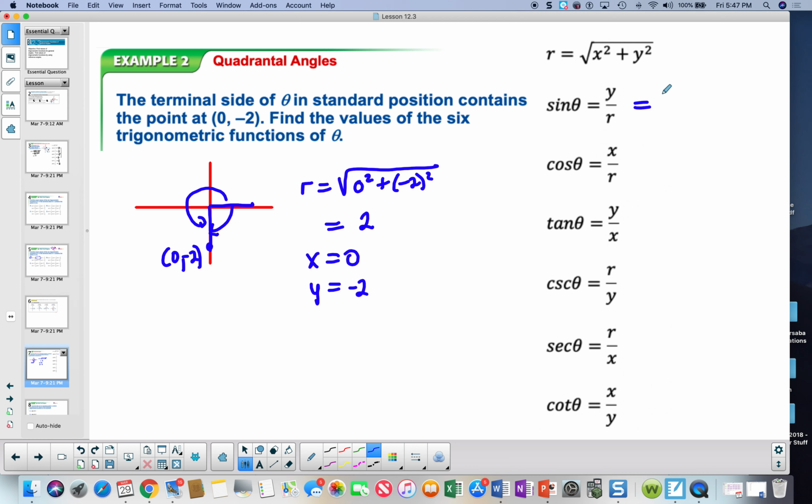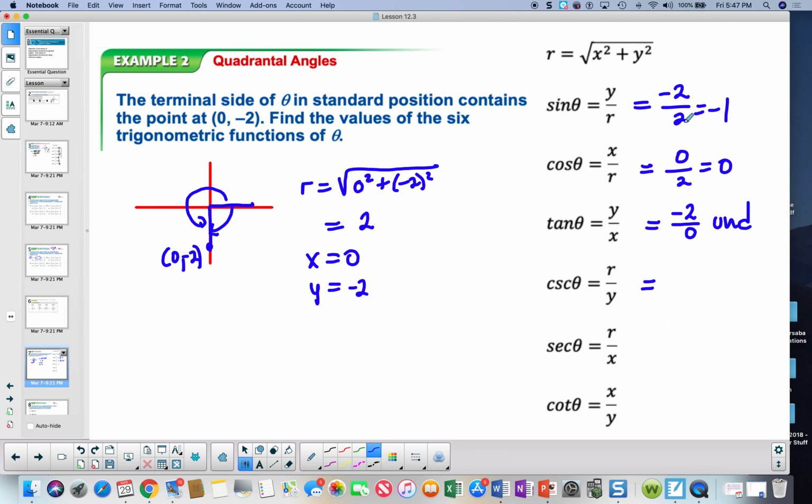So sine is y, negative 2, all over 2, or we can say negative 1. And then cosine is going to be 0 over 2, and that answer is 0. And then tangent is going to be y, which is negative 2, over x, which is 0, and this is undefined.